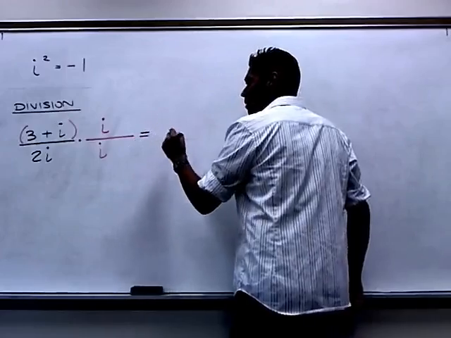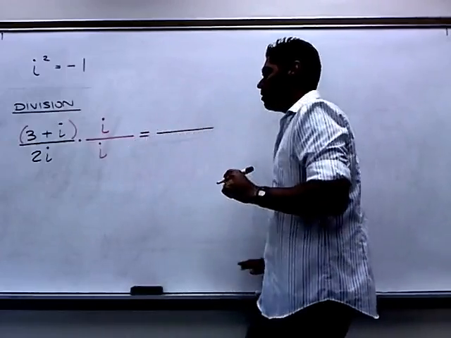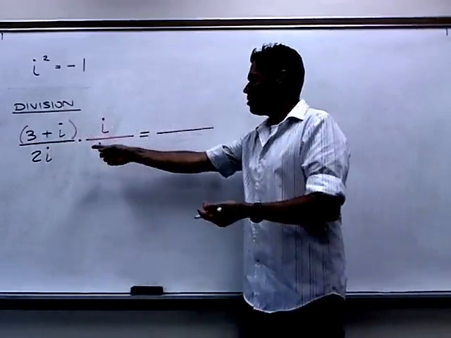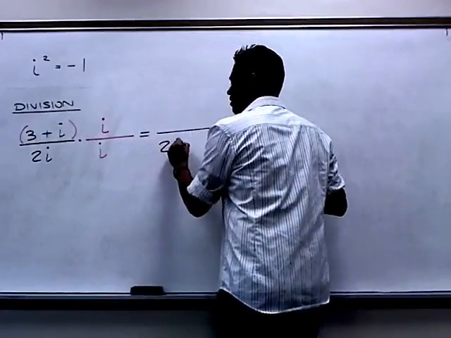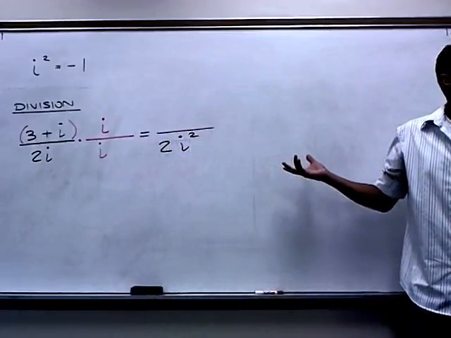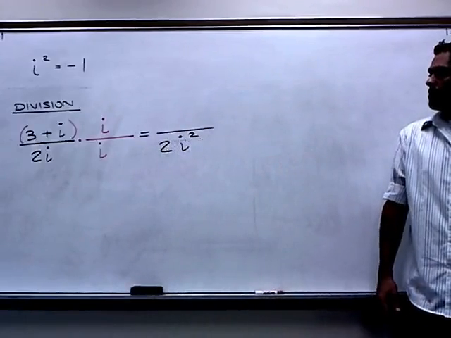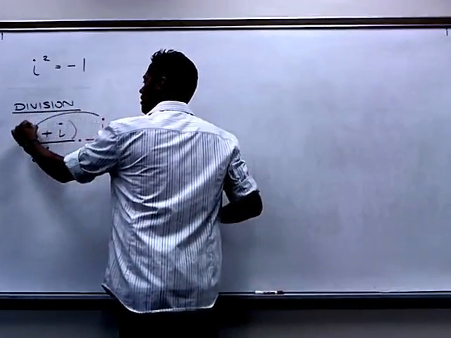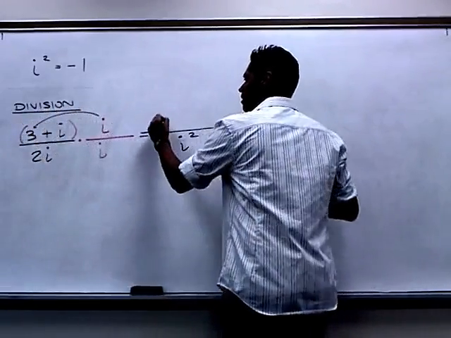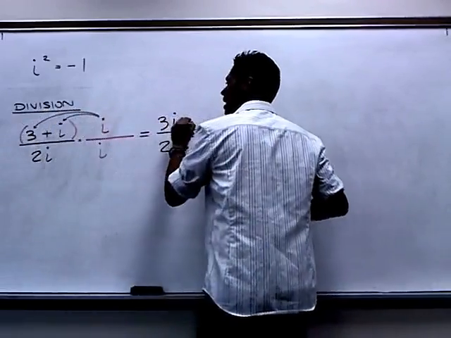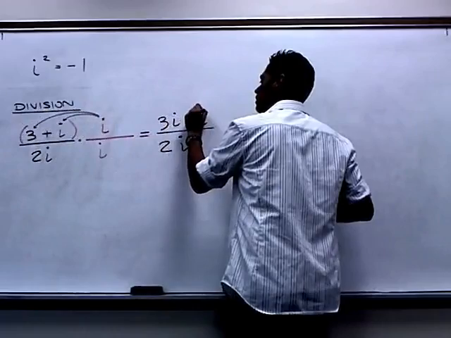Now on the bottom, look what happens. Once you see what happens on the bottom, you'll see why we did this. We get 2 and then i squared, and i squared is going to turn into a -1. In the numerator, when we multiply the i through, what's 3 times i? 3i. And then what's i times i? i squared, so plus i squared.